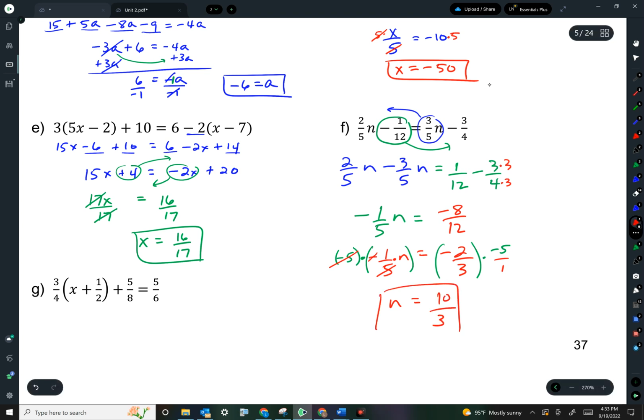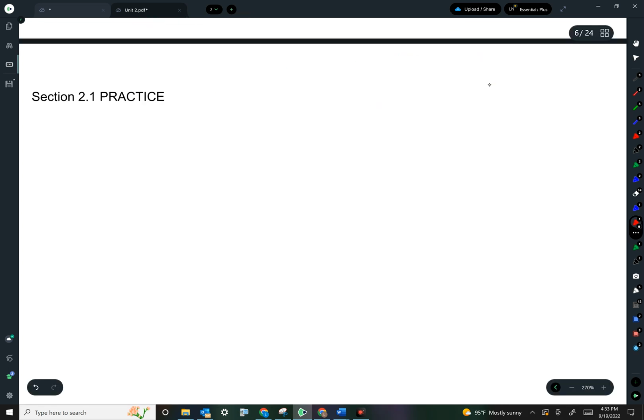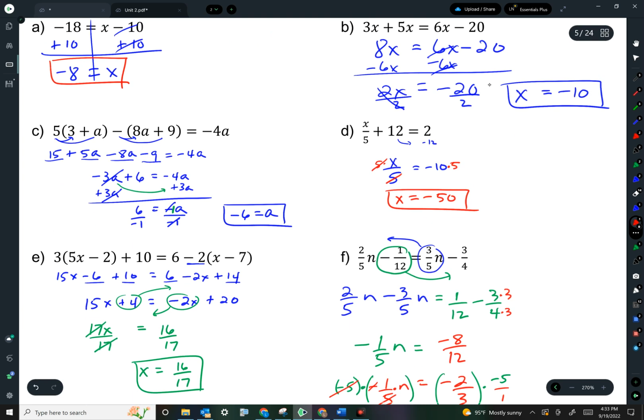Okay. Now I'm going to hold off on letter G, because really we get into that in the next section. So that is really section 2.2.